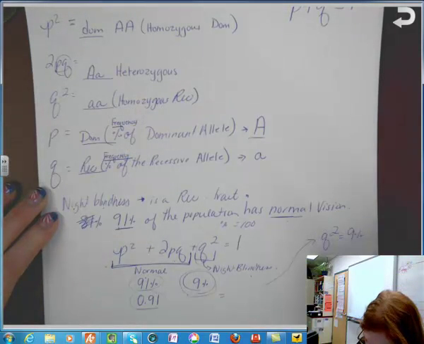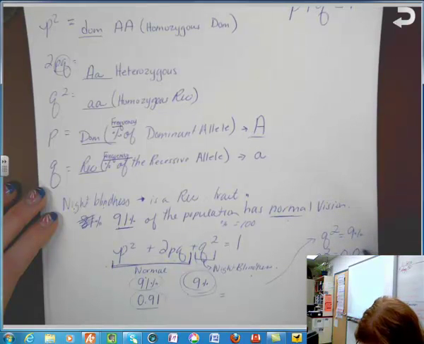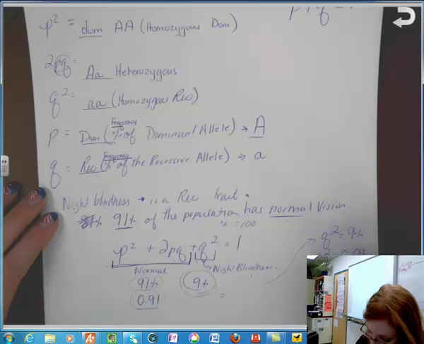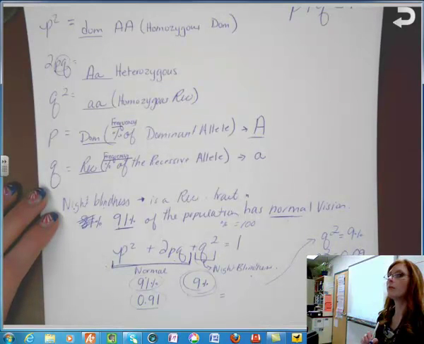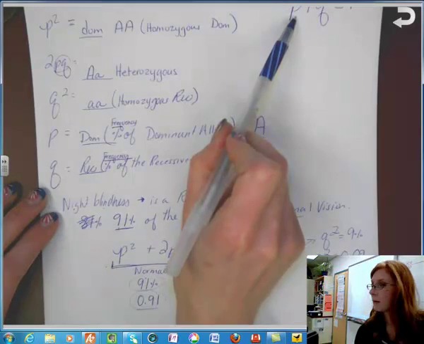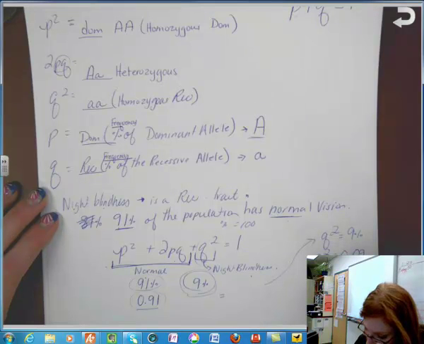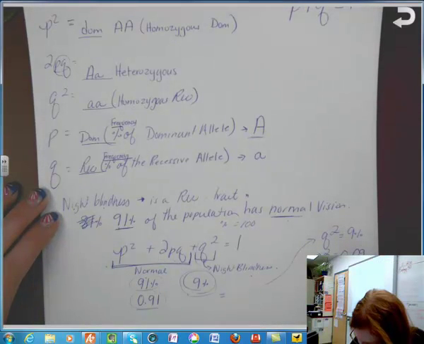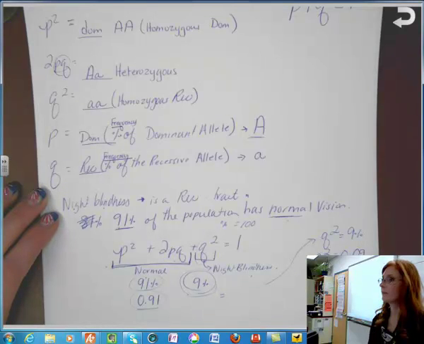Now, everything starts with q squared. So if I convert this to a decimal, 0.09 would be 9%, correct? Okay. What I want to do is get to q. If I can get to q, I can solve for p, right? Because p plus q equals 1. So if I square root q squared and I square root decimal 0.09, q will equal 0.3. So 0.09 square rooted will give you 0.3.